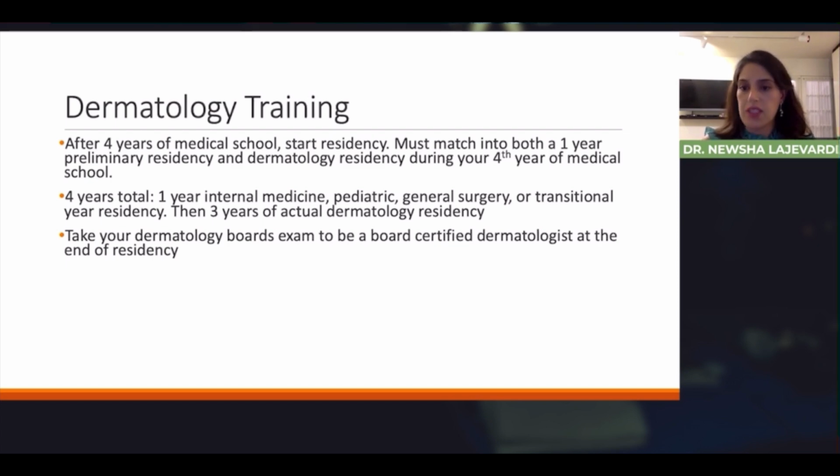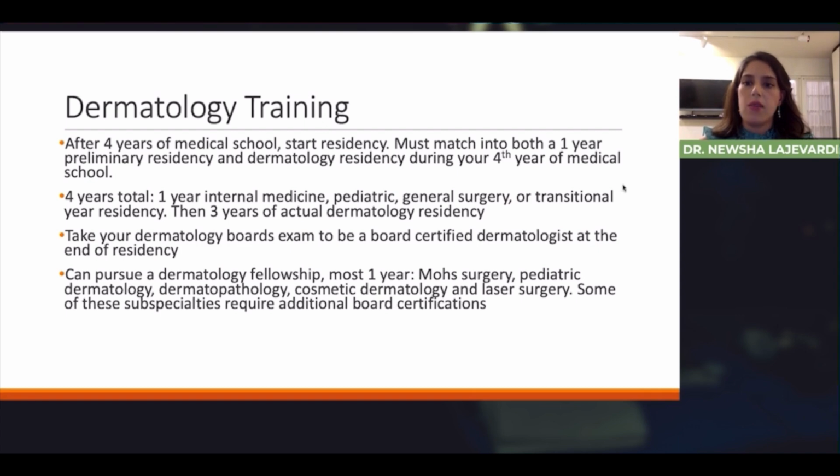It could actually be done in general pediatrics. It could be done in general surgery, or there is such a thing as a transitional year residency where you kind of get a little taste of all different specialties. And then you have 3 years of actual dermatology residency. You do take your dermatology boards exam to be a board certified dermatologist at the end of residency. Typically, this is in July after your last year of residency.